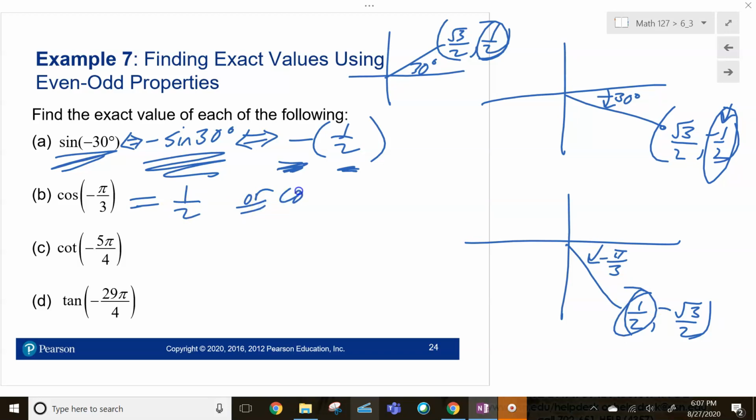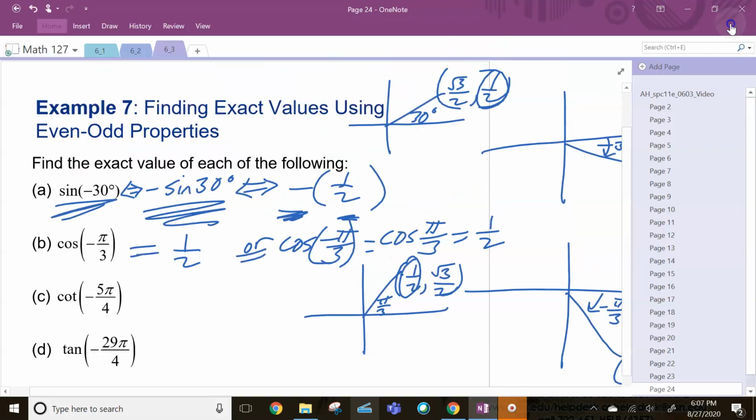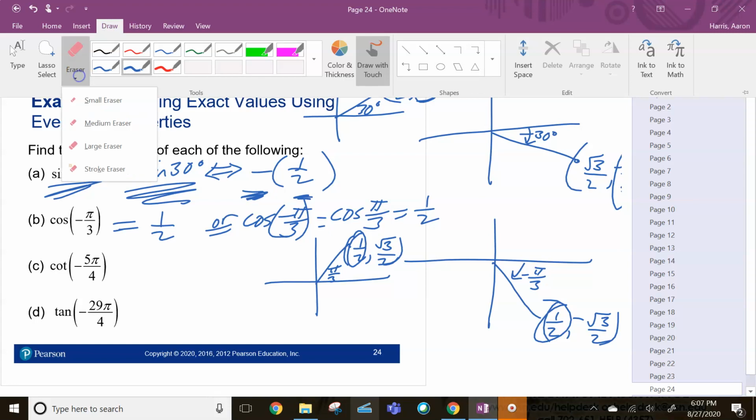Or you can say cosine of negative pi over 3, because this is an even function, is the exact same thing as the cosine of pi over 3. So if I do it that way, then I'm just looking at pi over 3, and I know that my cosine is positive 1/2, right? Either way, and you could continue on doing it similar to that. Okay, let's finish up. Let me erase these here real quick. I'll finish these last two.